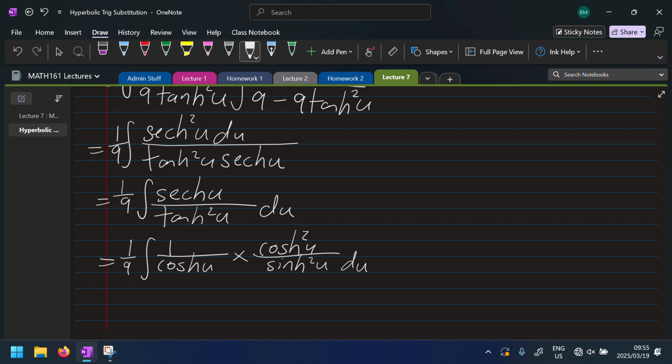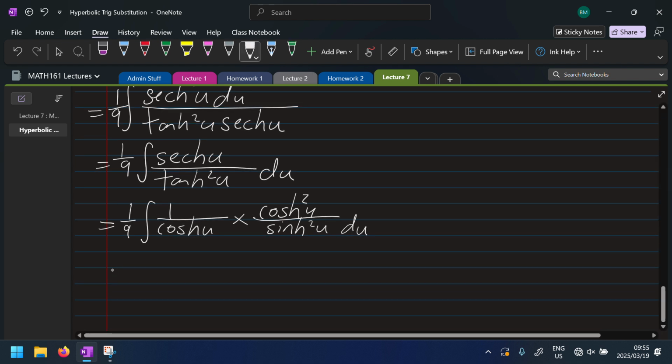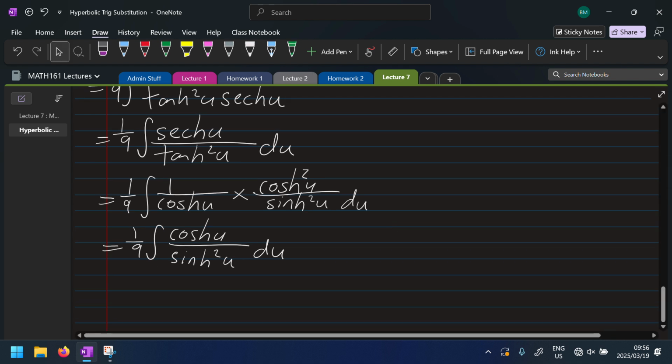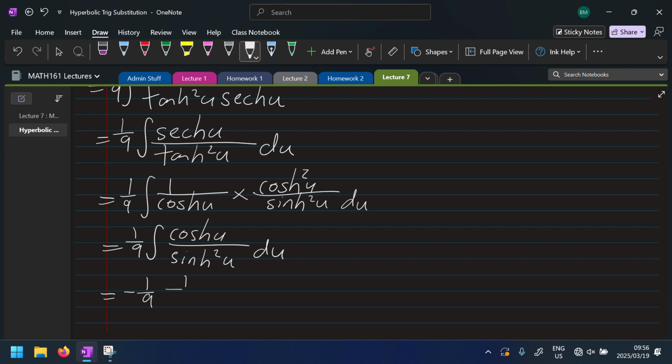Okay, cosh squared at the top, cosh at the bottom. One of those will cancel. So that's going to be 1 over 9. We still have the cosh at the top and sinh squared at the bottom. Okay, easy enough. We do a little t substitution. If t is sinh, dt is cosh. So it will just be minus 1 over sinh, plus c.